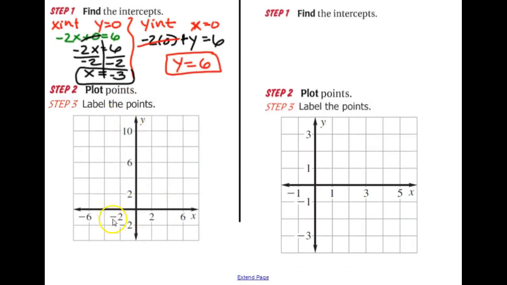So let's plot the points. X-axis, we're at negative 3, right in the middle there. And then y-axis, we're at 6. So there is our line, and it says label the points. If we labeled this point, x would be 0 and y would be up 6. That's our point, xy. That's why on our y-axis, x is 0. That's why we've been plugging that in. And over here, this point right here, x is negative 3 and y is 0. We didn't go up and down.